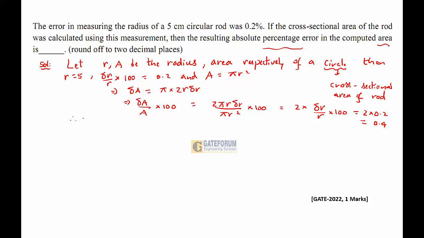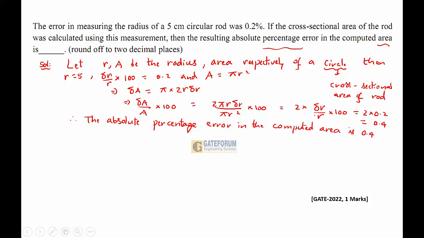Therefore, the absolute percentage error in the computed area is 0.4. So the answer is 0.4. This is the end of the question.